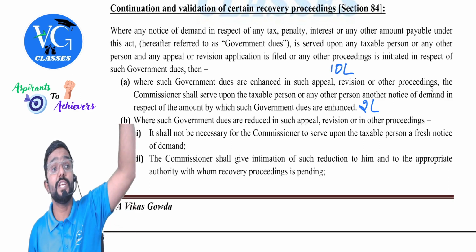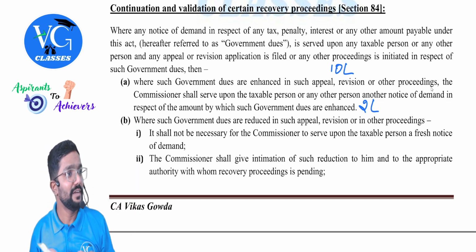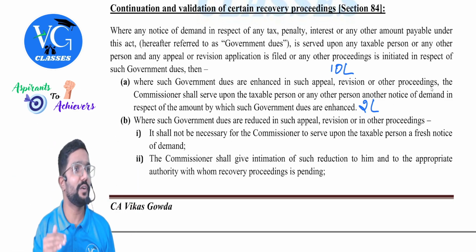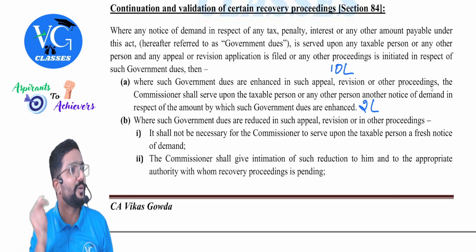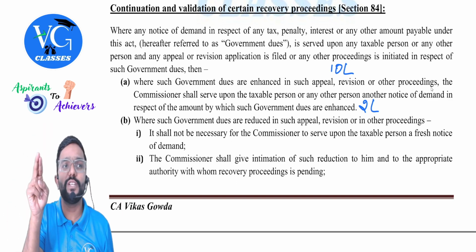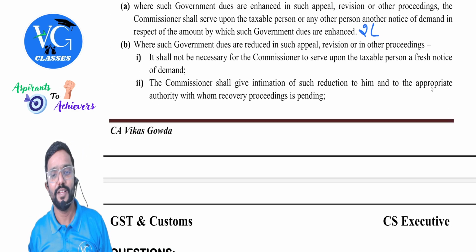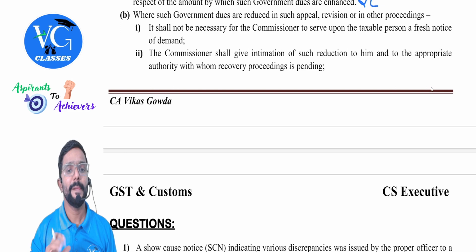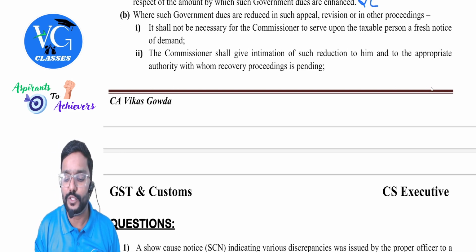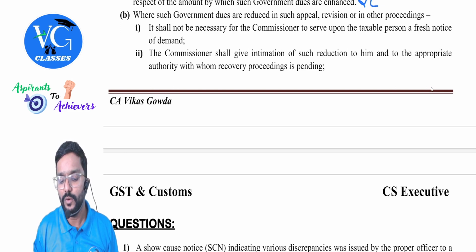Yes. Because initial notice is given for how much? 10 lakh. Now court or tribunal increased the amount, enhanced it. For how much? 12 lakh. So for the remaining 2 lakh, a fresh notice has to be given. Yes, I myself invited a problem. Next, B. Where such government dues are reduced. Okay, now green signal.